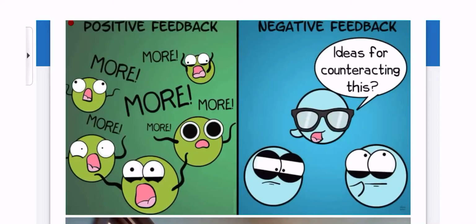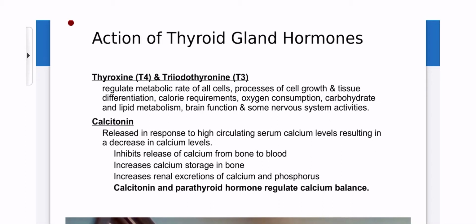Okay, moving along. We want to look specifically at T3 and T4 and calcitonin. These are the three hormones that the thyroid gland releases, and you can see how they affect so many things here. Calcitonin is produced when the calcium levels get too high and puts the calcium back into the bone. So this would reduce the serum calcium levels and get things back to normal.